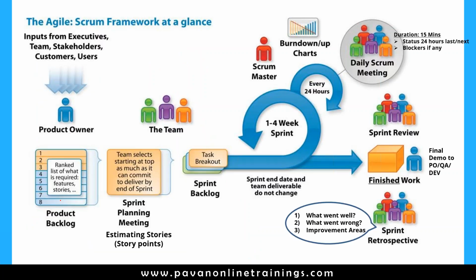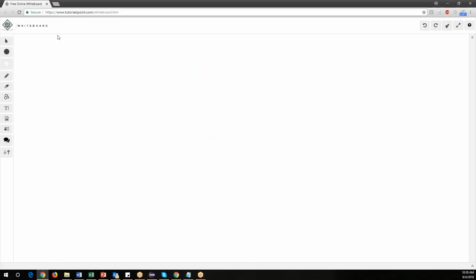Okay, now let us discuss the complete end-to-end process of agile. Let me tell you very high level first, and then we'll go to the picture. Suppose we have a customer. Here we have a product owner, and then you have the Scrum Master as well as the Agile team.